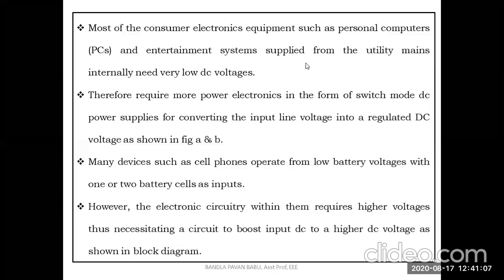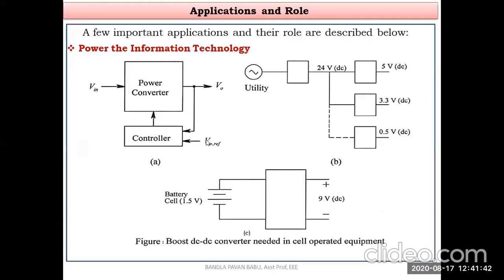I think you know about the wireless chargers also. In Samsung mobiles, they have implemented wireless chargers by using magnetic coupling. Similarly, the induction stove also. In an induction stove, if I place any vessel there, no wire is directly connected. Based upon this mutual induction only, we are able to get some heat from the induction stove. So, a simple concept. Therefore we require more power electronics in the form of switch mode DC power supplies for converting the input line voltage into regulated DC voltages.